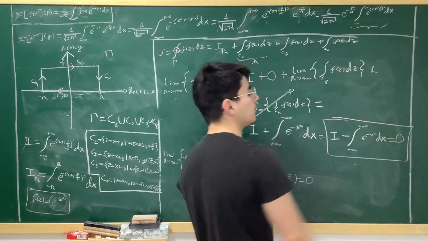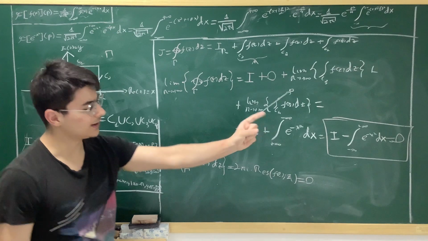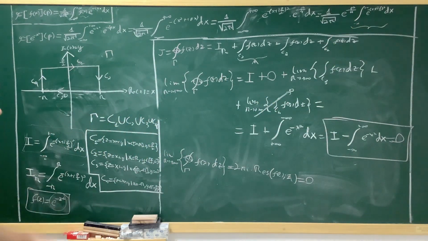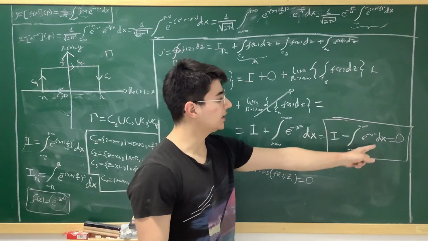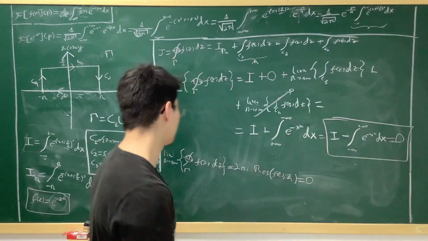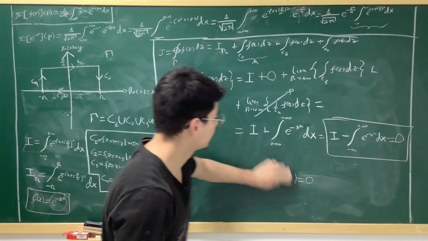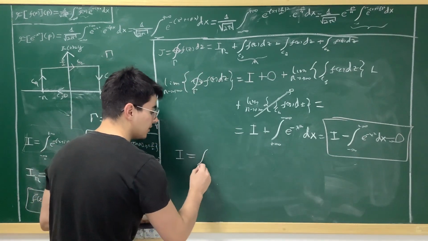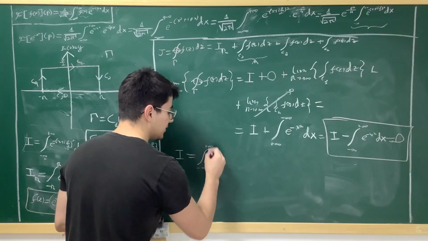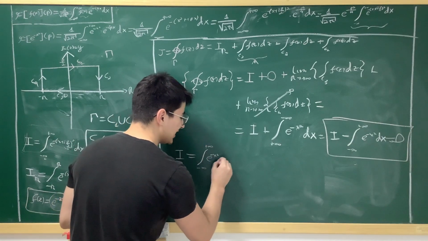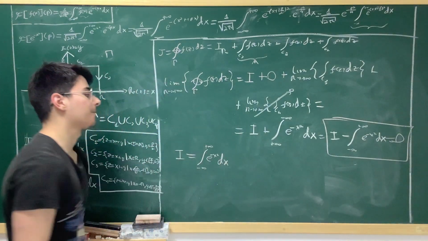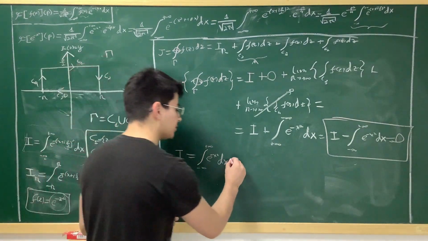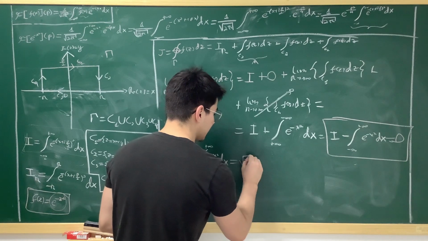And this is what we're looking for. We have the integral we want to calculate, I, which is defined here, minus this integral, which we know how to calculate, is equal to 0. So it's not too hard to see that I is equal to the integral from minus infinity to positive infinity of e to the minus x squared dx. Extremely well-known integral, extremely famous. This is just the square root of pi.